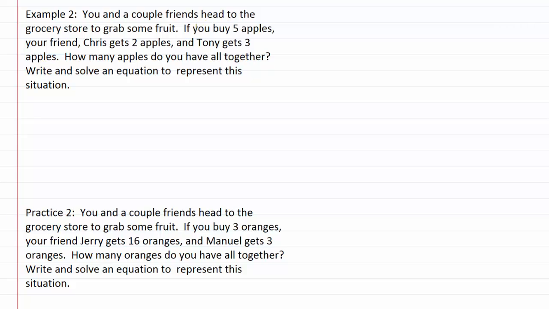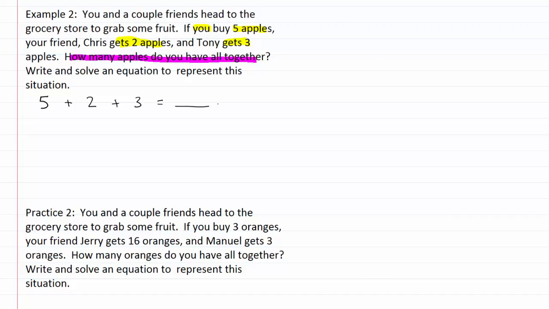So we're heading to the store. You've got 5 apples. Chris gets 2 apples, and Tony gets 3 apples. And we want to know how many apples we have altogether. So 5 apples, well, it seems like it should be 5. That's for you. Your friend Chris gets 2. Now if he gets 2 more apples, you're going to have 2 more. 2 more is going to be plus 2. And Tony gets 3, so that's 3 more, so plus 3. That's going to be equal to the blank space, the number of apples we have.